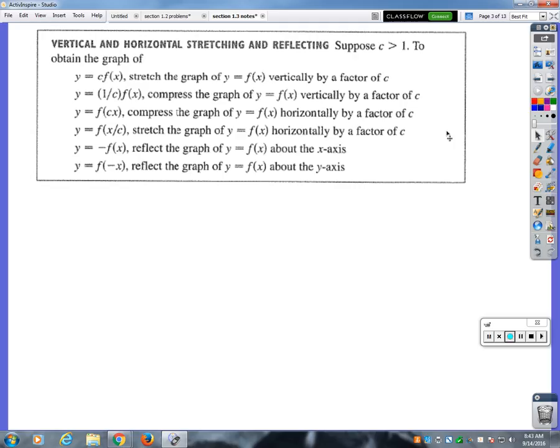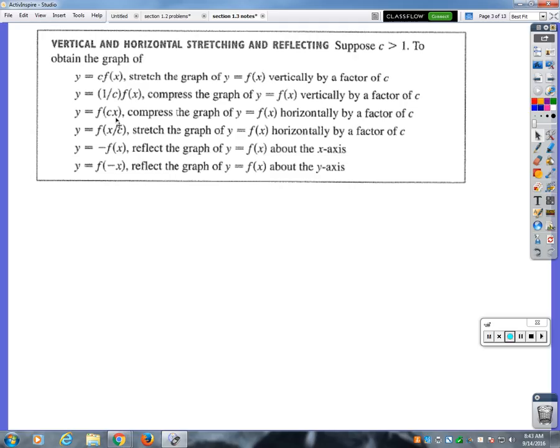Unless that number is less than 1, then it'll be a shrink. And then remember, everything inside the parentheses is always opposite. So if you multiply by something inside the parentheses, you would think that that's going to stretch it, but it's actually going to compress the graph.